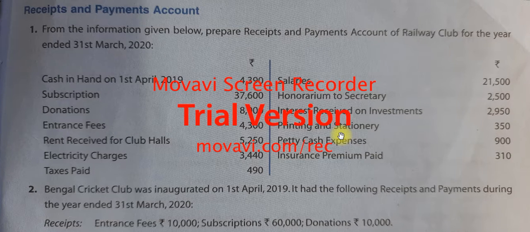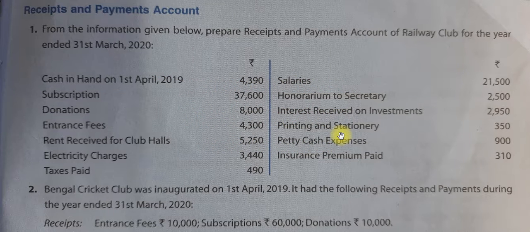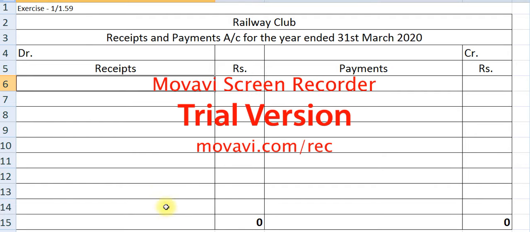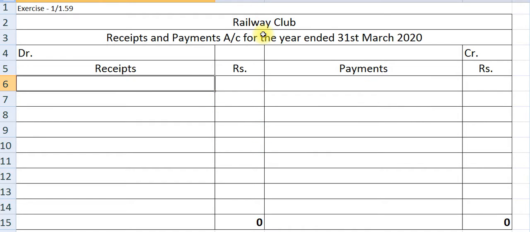So now we will prepare this account. I have already made one format in an Excel sheet. I think this would be sufficient. See the format, Railway Club. After that, receipts and payment account for the year ended 31st March 2020, debit side, credit side, receipts rupees, payment rupees.